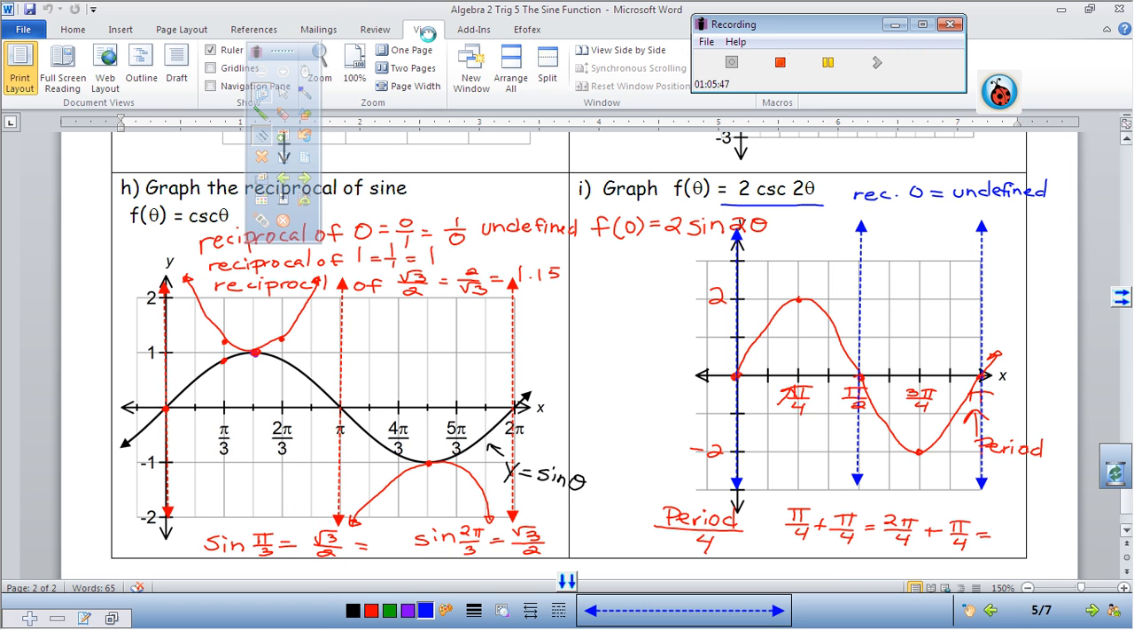Now, if you don't go with the pattern, you're going to be a little confused, because the reciprocal of 2 is not 2. But the reciprocal of 1 is 1, and then you have to multiply it by the 2 that's on the outside. Because if we're plugging this in, I will plug it in for us, pi over 4. So 2 times the cosecant of 2 times pi over 4 is 2 times the cosecant of pi over 2.